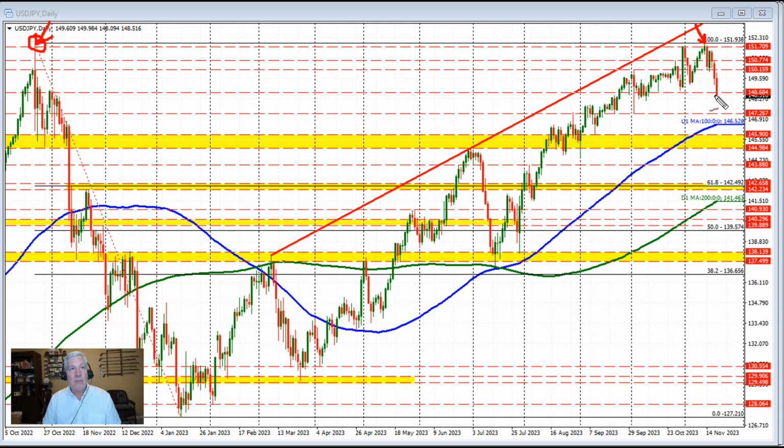Couldn't do that. The market started to rotate to the downside, and as you can see, we are increasing that momentum to the downside.